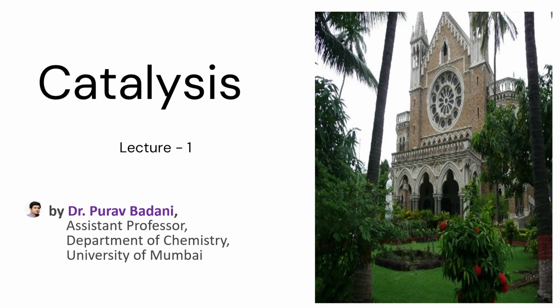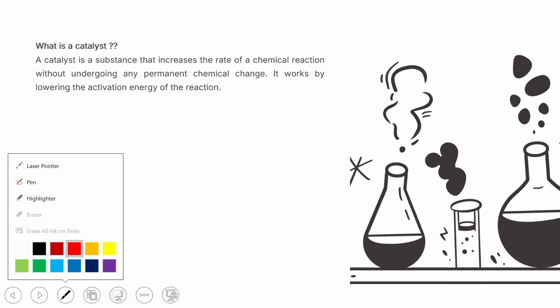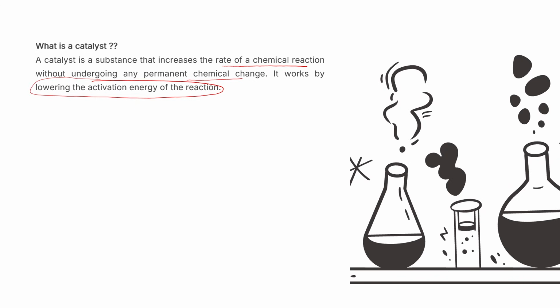Today, I'll be discussing with you all a very important topic in chemistry, that is catalysis. At the onset, let us try to understand what a catalyst is. A catalyst is a substance which, when added to a chemical reaction, increases the rate of the reaction without undergoing any permanent chemical change. It works by lowering the activation energy of the reaction.